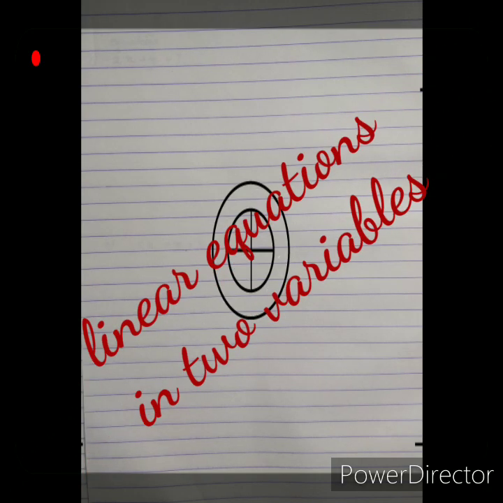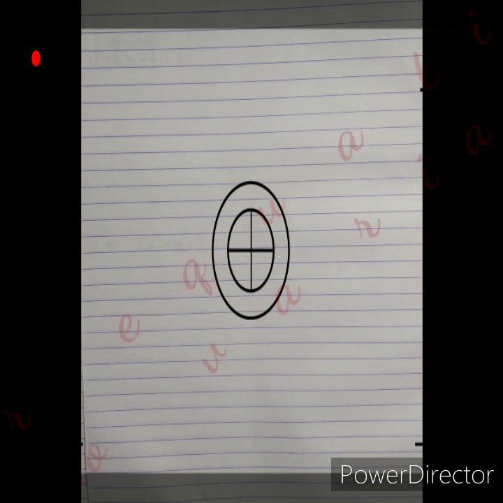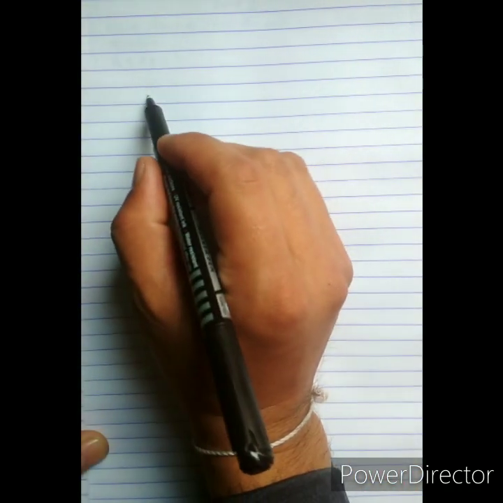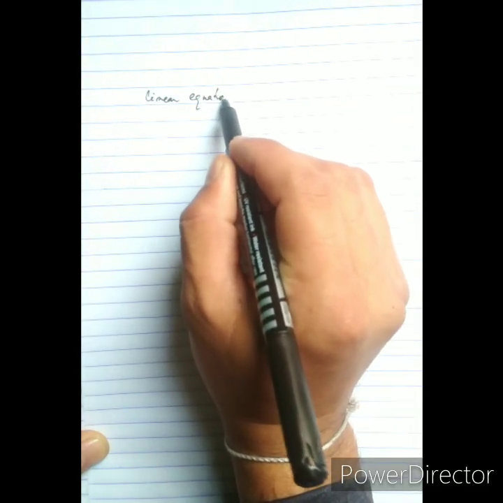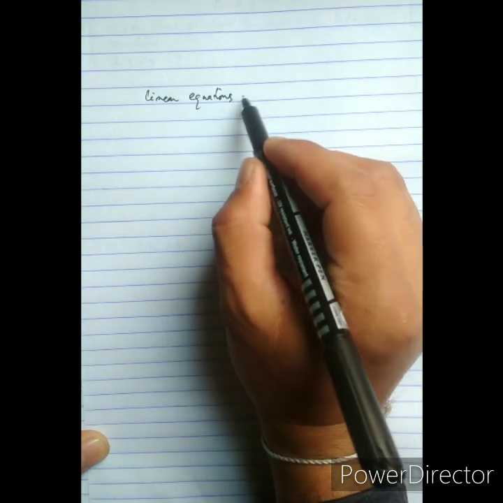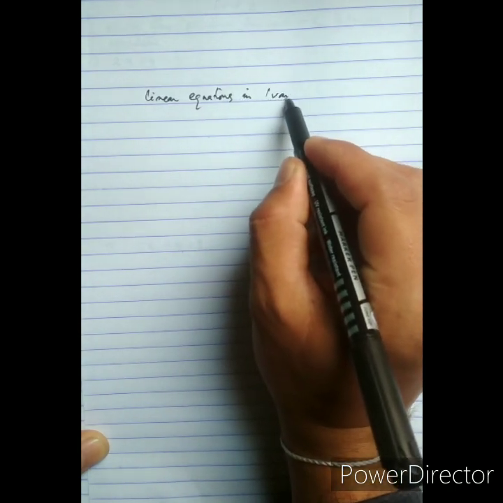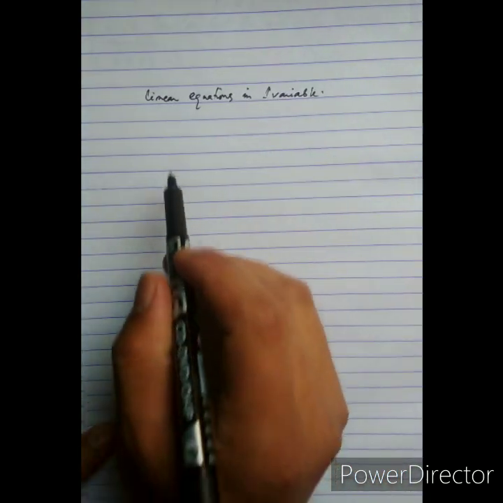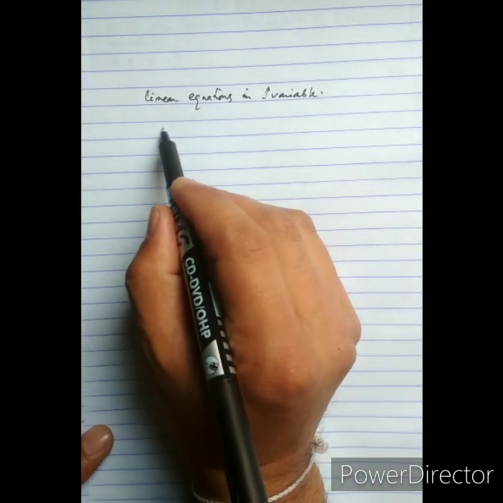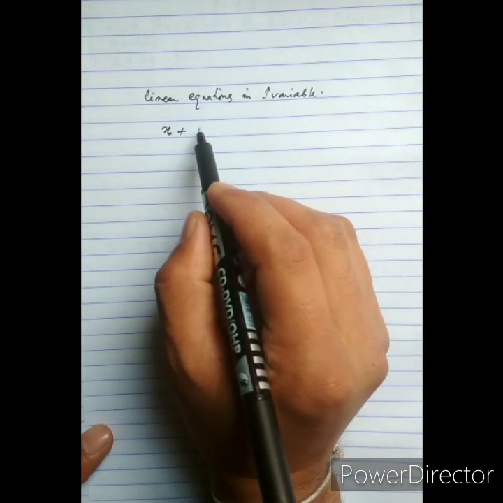Today we are going to discuss the chapter called linear equations in two variables. Before that, let me remind you what you have studied in the previous classes. Even in class 7 and class 8 you studied linear equations in how many variables? In one variable. There, I'll give you the example.